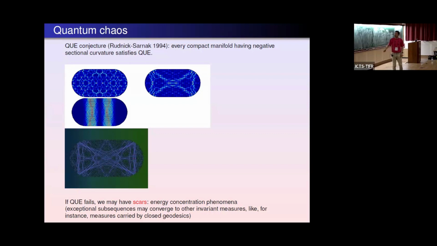In any case, when QUE fails, we may have what mathematicians and physicists call scars. Scars, les cicatrices. Traces. Scars, sorry. So scars are energy concentration phenomena. I mean, you may have subsequences of eigenfunctions that do converge to something, a Dirac along something. The existence of scars has been shown experimentally in chaotic situations, but still not proved. And I can tell you that many, many people on Earth, including Nicolas Burq, are working on that.